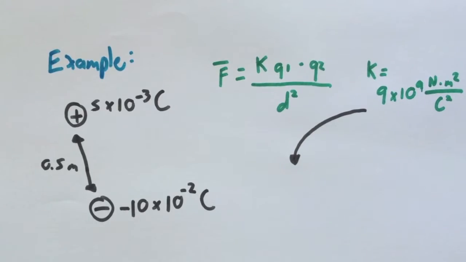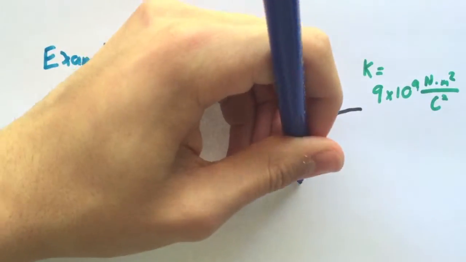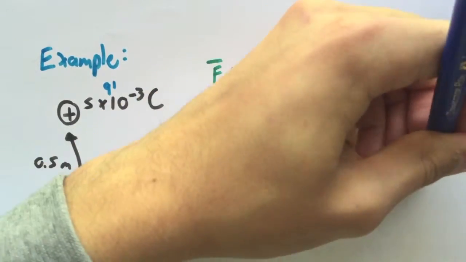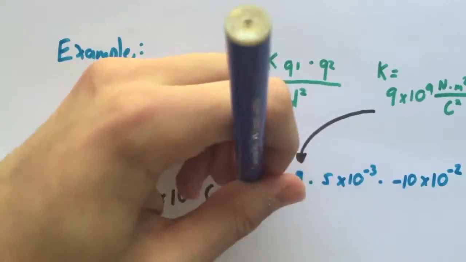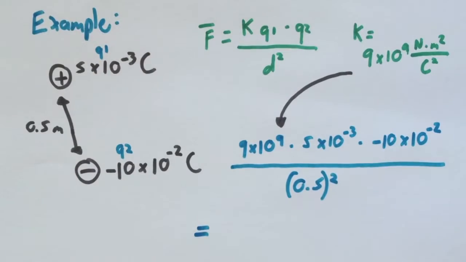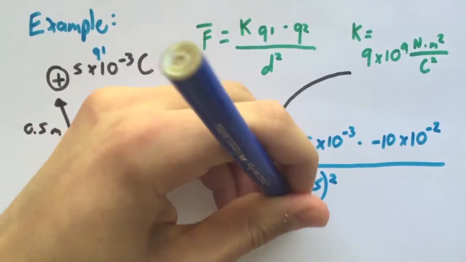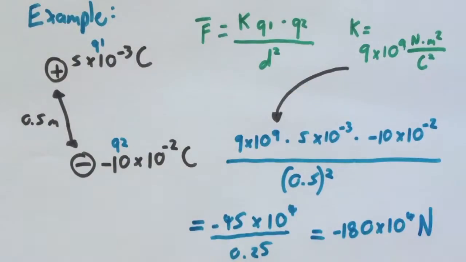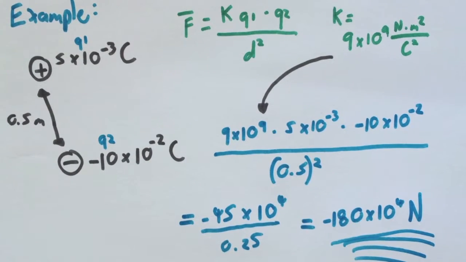Now, if we substitute this into the equation, it would be the constant times charge 1 times charge 2 over the distance squared. This will then be minus 45 times 10 to the power of 4 over 0.25, which therefore equals -180 times 10 to the power of 4 newtons. Because the overall force is a negative, this means that they are being attracted to each other as it's a negative charge. Now, moving on.